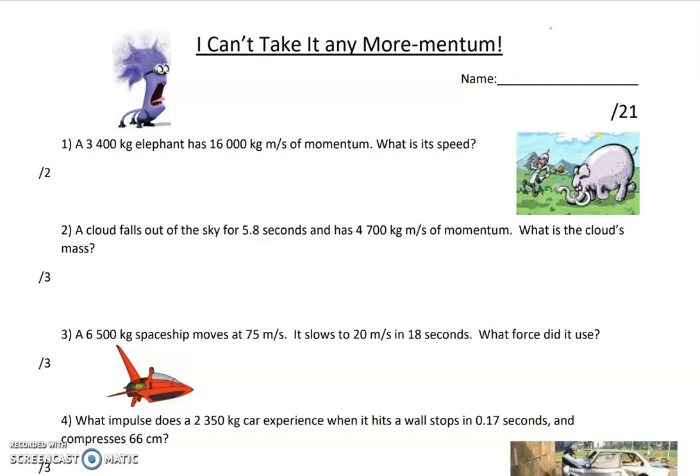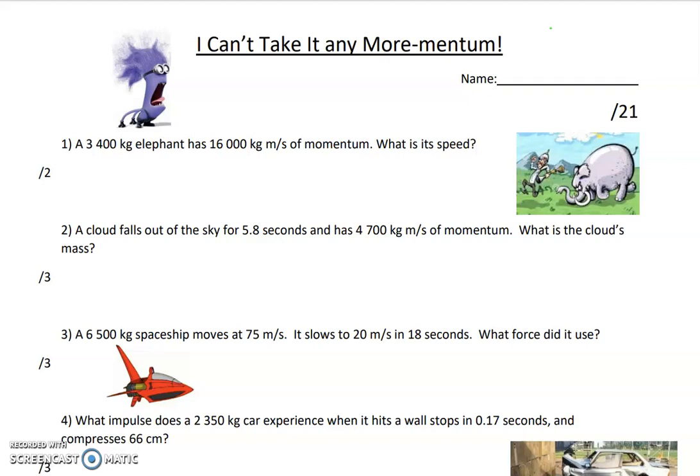Now, this is more of a momentum sheet. Again, a lot of this can be done using the kinematics and dynamics stuff you guys have already done. But I like to show you this as well because some people really enjoy using momentum ideas to solve questions that you could also do with kinematics and dynamics like you've worked on. It's just a different way to look at it.